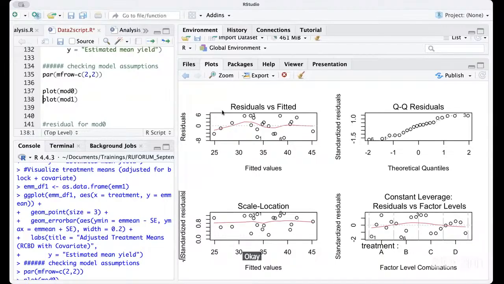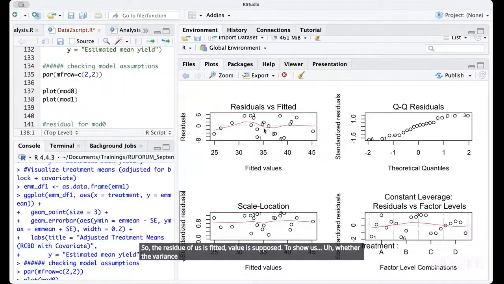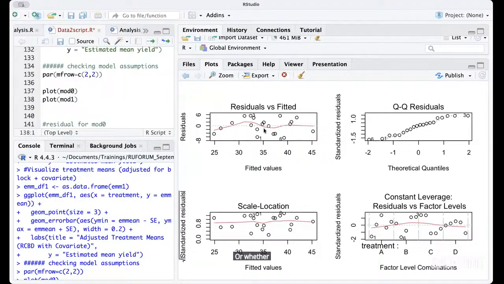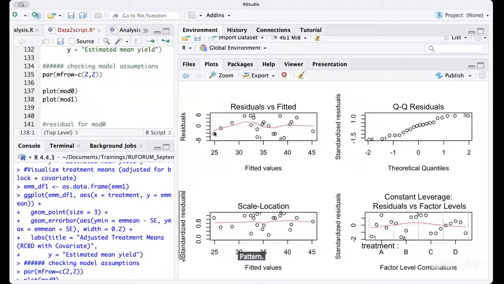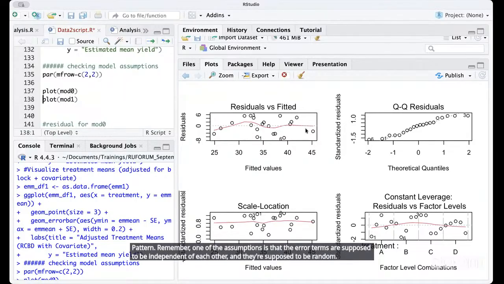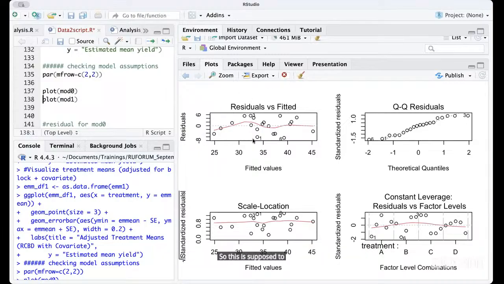Okay, so the first one is residual versus fitted value. The residual versus fitted value is supposed to show us whether the variance is constant or whether there is no pattern in the data. So what we want to see here is kind of a random pattern. Remember, one of the assumptions is that the error terms are supposed to be independent of each other and they're supposed to be random. So this is supposed to talk about the randomness.